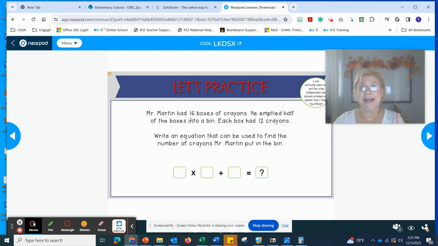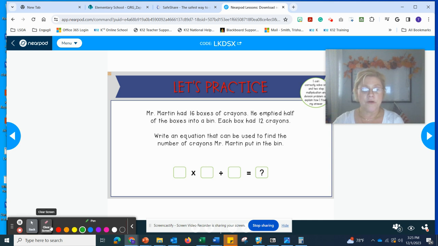Mr. Martin had 16 boxes of crayons. He emptied half of the boxes into a bin. Each box had 12 crayons. Write an equation that can be used to find the number of crayons Mr. Martin put in the bins.